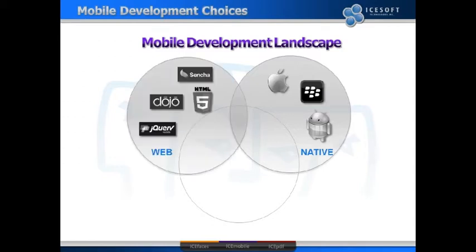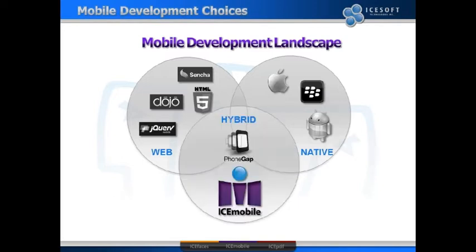Now, with the web approach, we have HTML5-based frameworks like jQuery Mobile, Dojo Mobile, and Sencha Touch. Both jQuery Mobile and Dojo are fully open source, but Sencha Touch is commercial. Now for hybrid, we have PhoneGap and ICEmobile. There's also IBM Worklight as one of the options. Both PhoneGap and ICEmobile are open source.